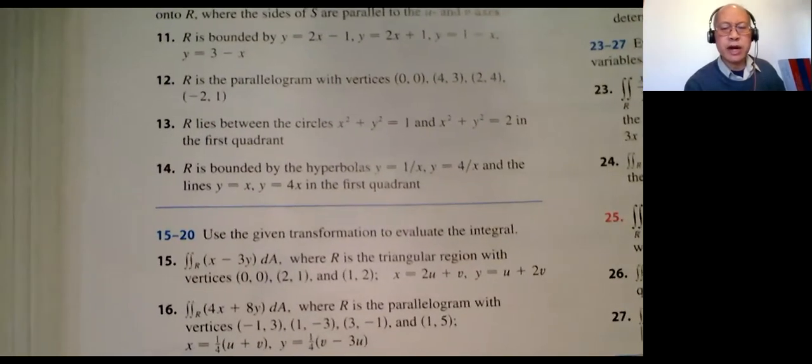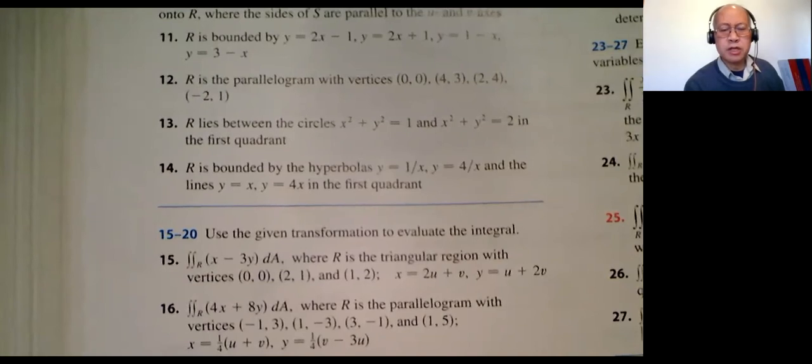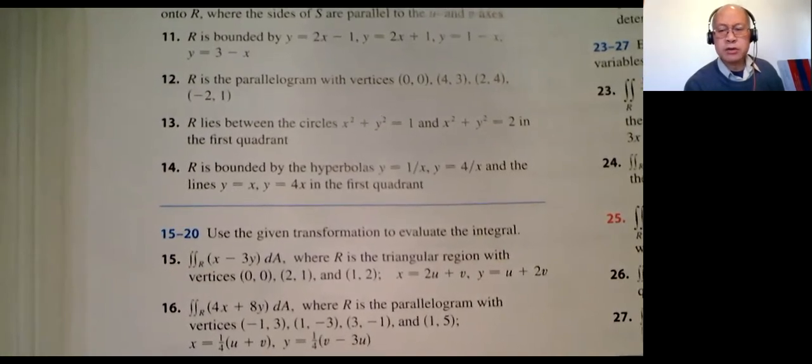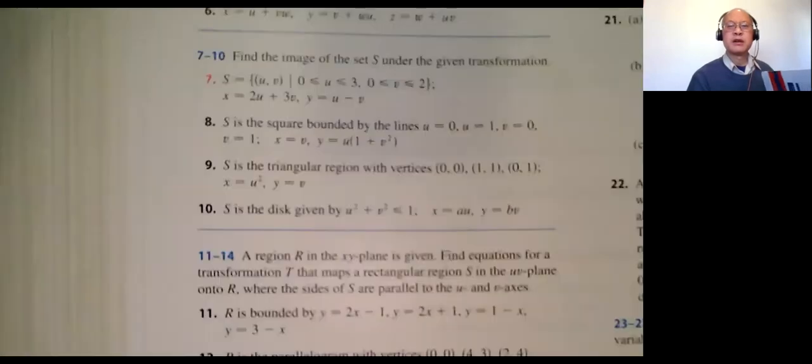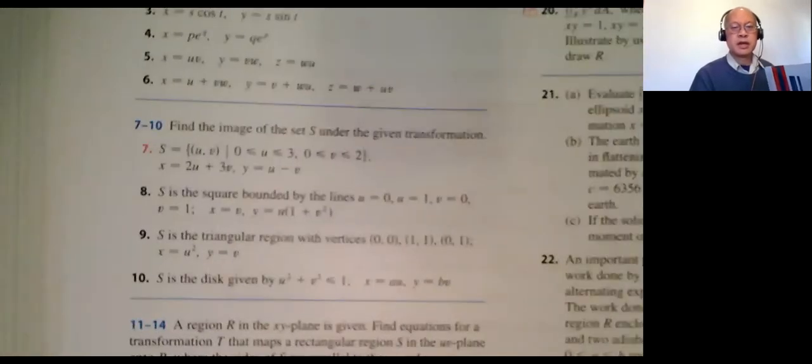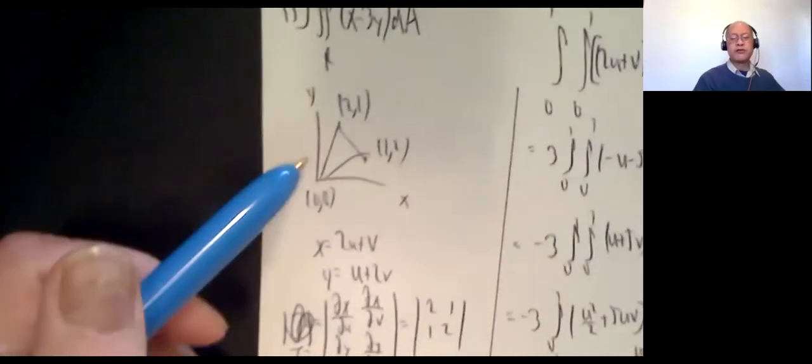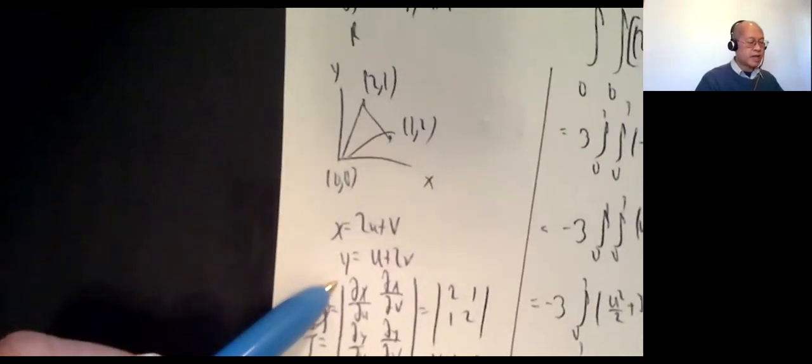So 15. Double integral over the region R of x minus 3y dA. R is the triangular region with vertices 0, 0, 2, 1, and 1, 2. X equals 2u plus v, y equals u plus 2v. Now you can see how difficult this integral is. This is a triangular region bounded by 0, 0, 1, 2, and 2, 1. Not fun, but by using this transformation, it comes out fairly nice.